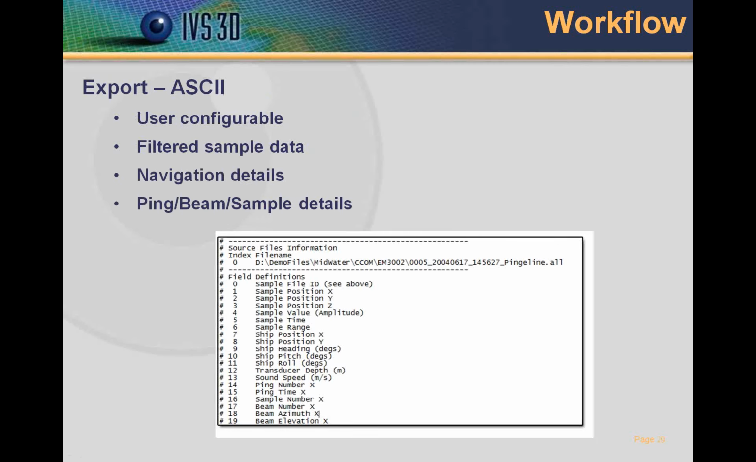And the final bit of the export is straight ASCII. We have a lot of researchers out there that use MATLAB or their own custom Perl scripts or other types of algorithms. So what the Midwater tool does is, after you've filtered your data, you can export to a text file. You get a header representing what the columns are, and it's just column space delimited data of what you've exported. You can pretty much do whatever you want with it.